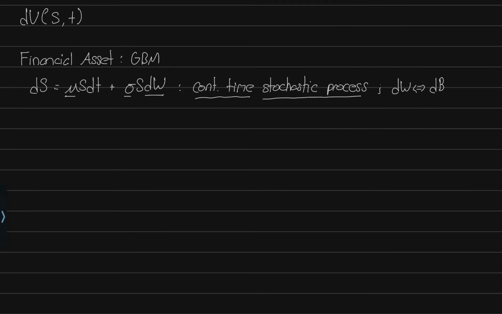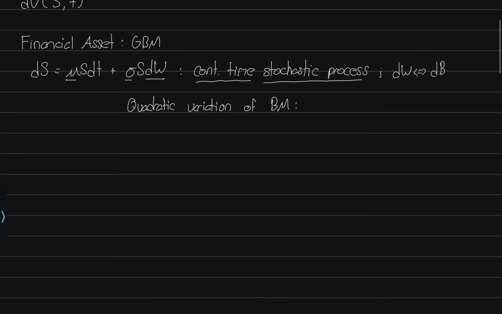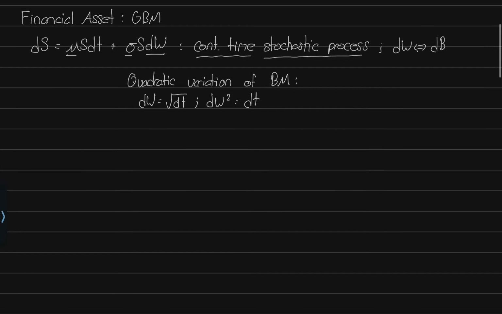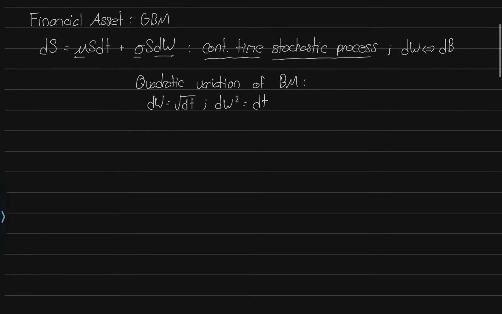And a key property in this is obviously the quadratic variation of Brownian motion, in which we concluded, not derived, but just concluded that dW is equal to the square root of dt, which can also be written as dW squared is equal to dt. Cool.